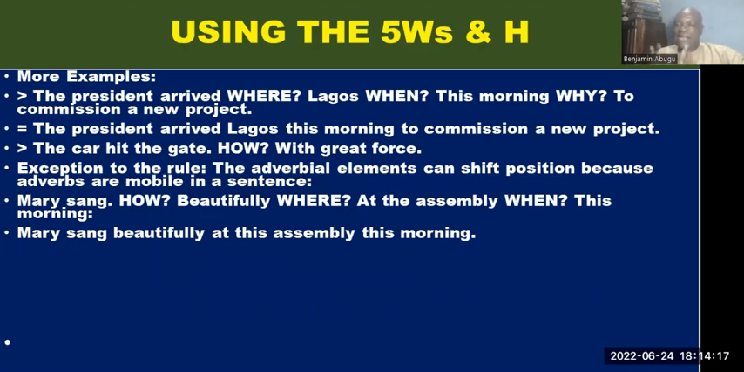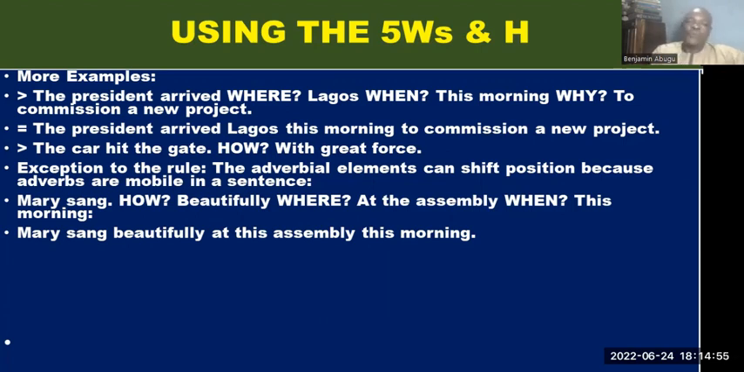Now, we have an exception to the rule, and in all, what we are saying here is that the adverbial elements can shift position because adverbs are mobile in a sentence. If you are conversant with adverbs, you will discover that one main feature of adverbs is mobility. Adverbs are mobile. Sometimes you can find them at the initial position in a sentence. They can be in the middle. They can come at the end of a sentence. So because of the mobility of adverbs, we can switch positions sometimes.